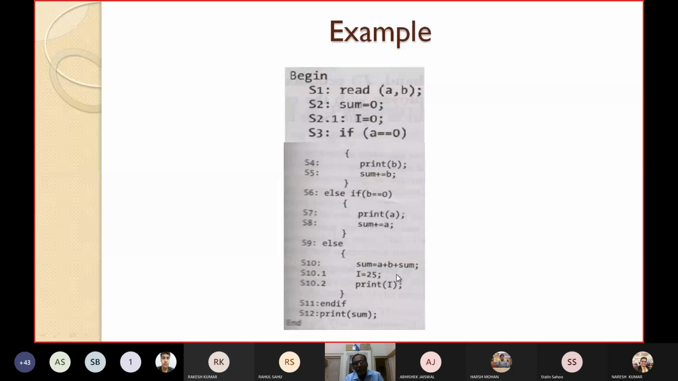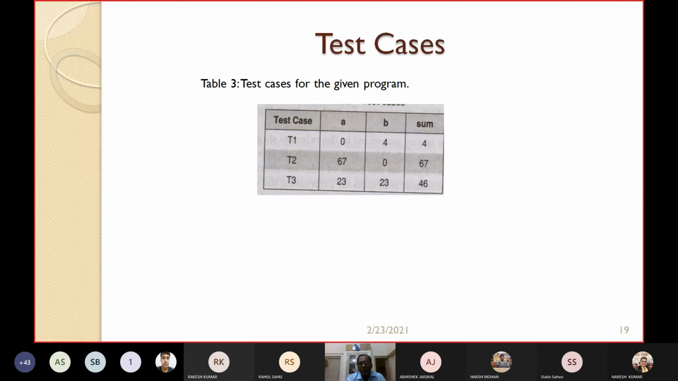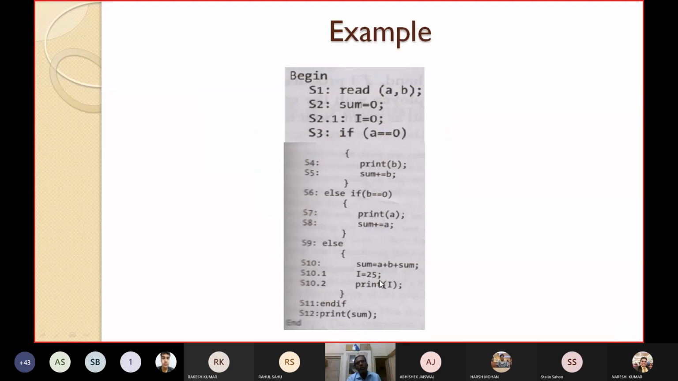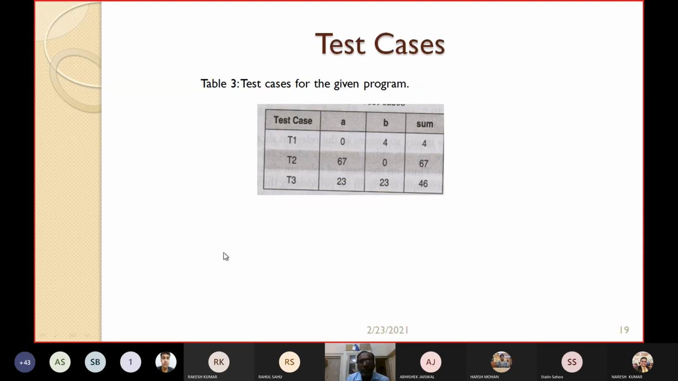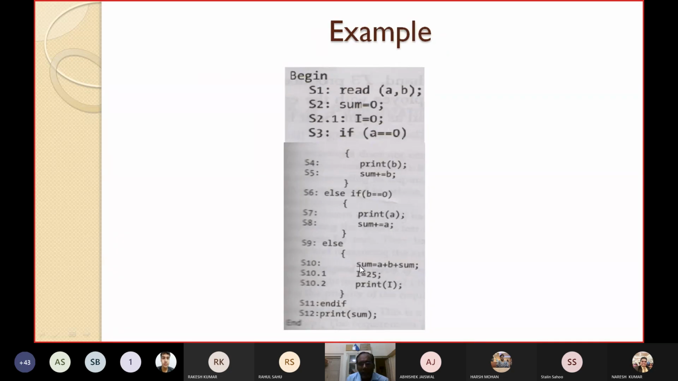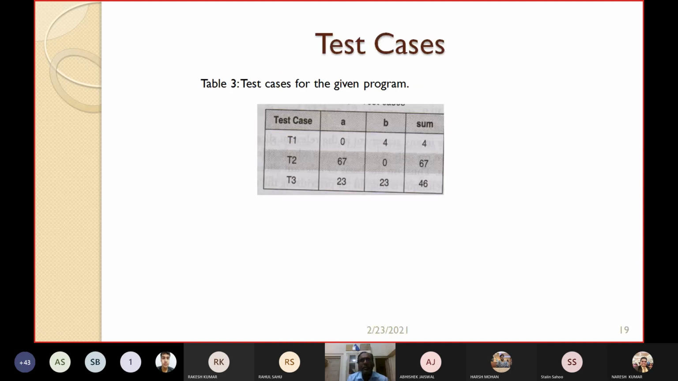So I have to perform regression testing. I don't have sufficient time to rerun all the test cases, and that is also not required at all. So which test case needs to be rerun? Only T3, because this part is executed only when both A and B are not 0. That means they are non-zero. In which case are they non-zero? In the T3 case. So if I make any change at line number 10, only T3 has to be rerun.